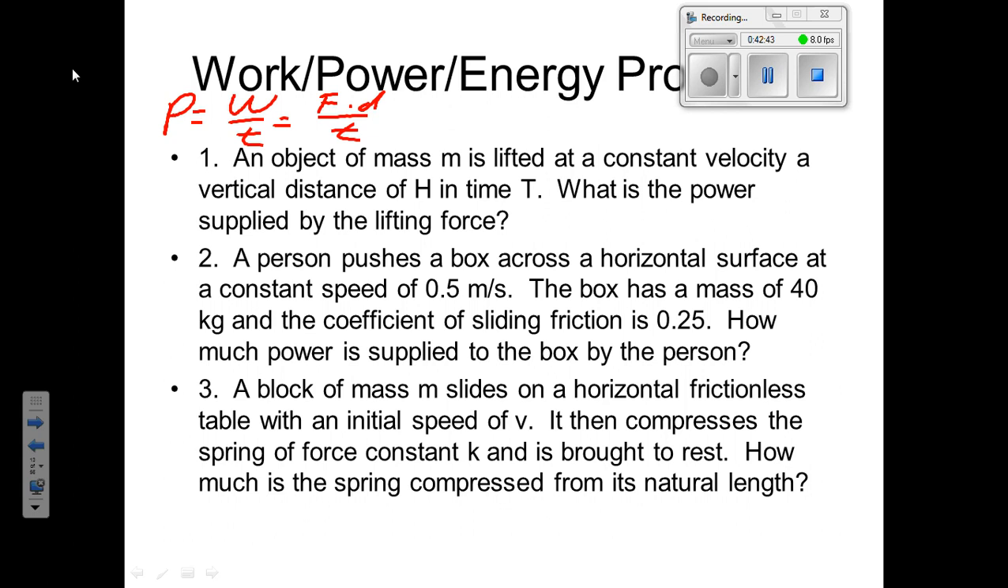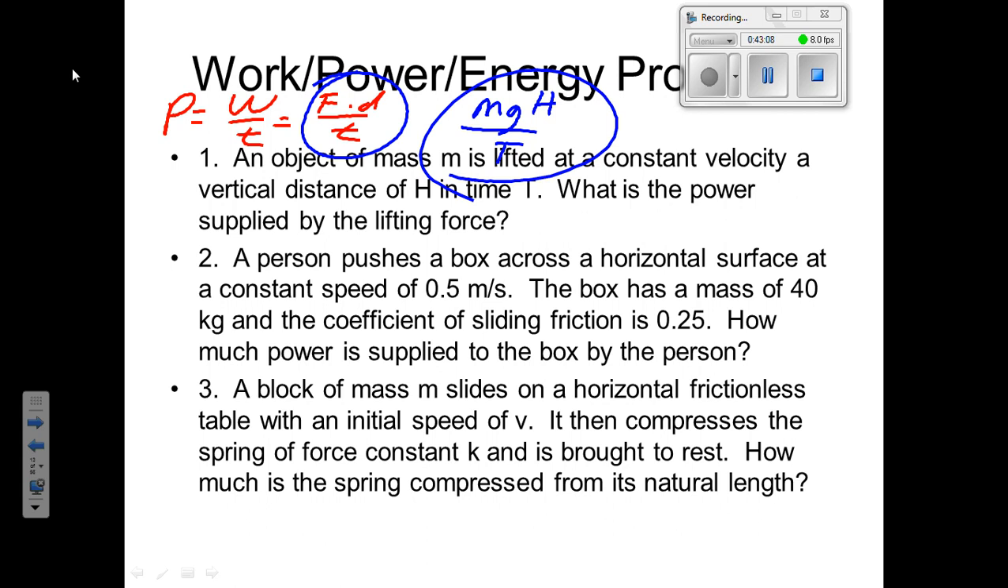So I'm working from this equation. The force I'm applying is mg. What's the distance I'm moving this thing? h. And how much time am I moving it in? Capital T. That's all I want. That's the power.